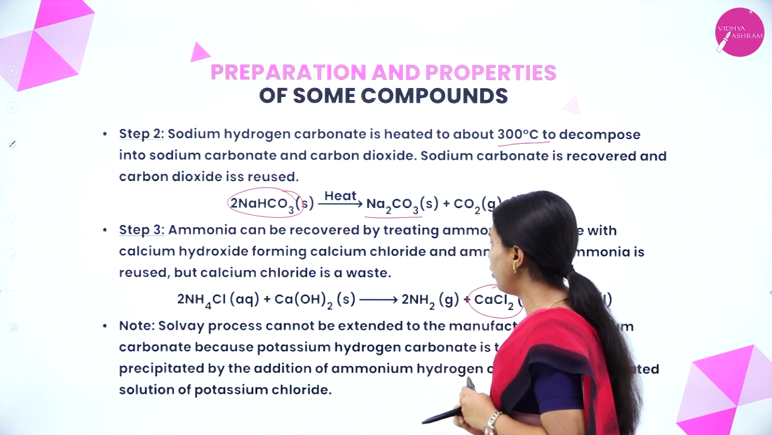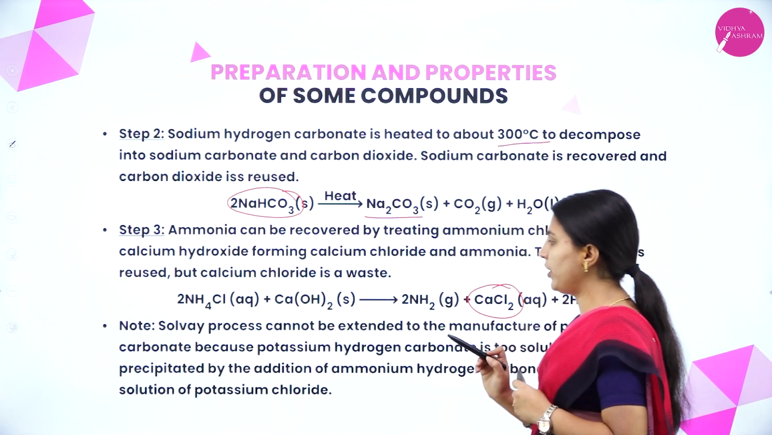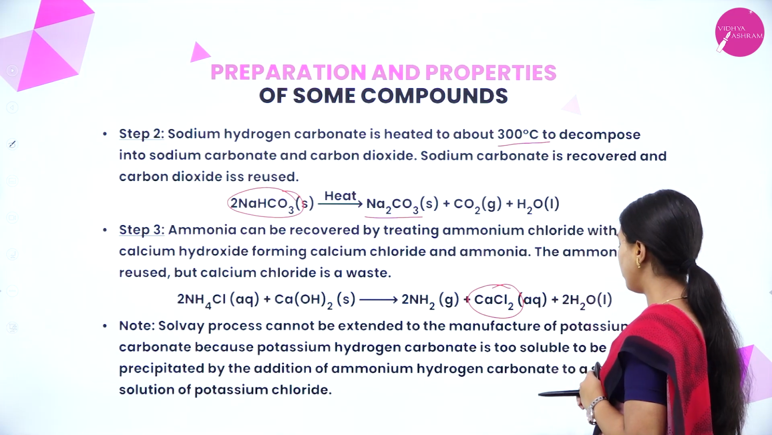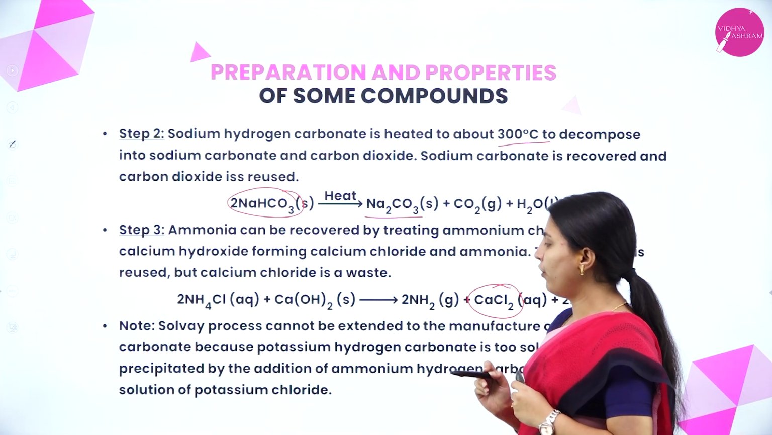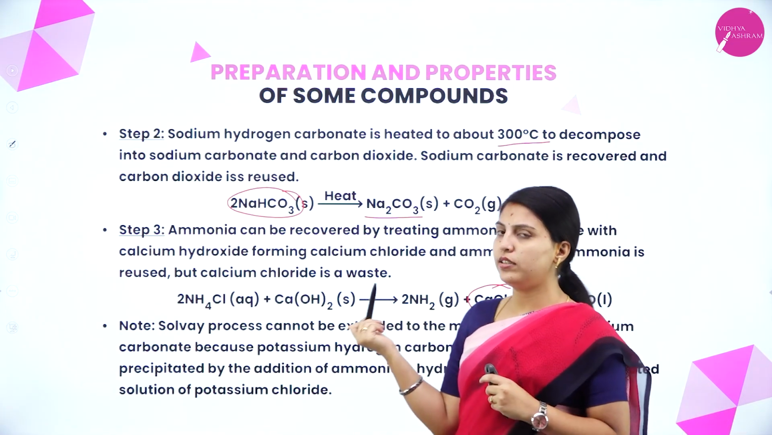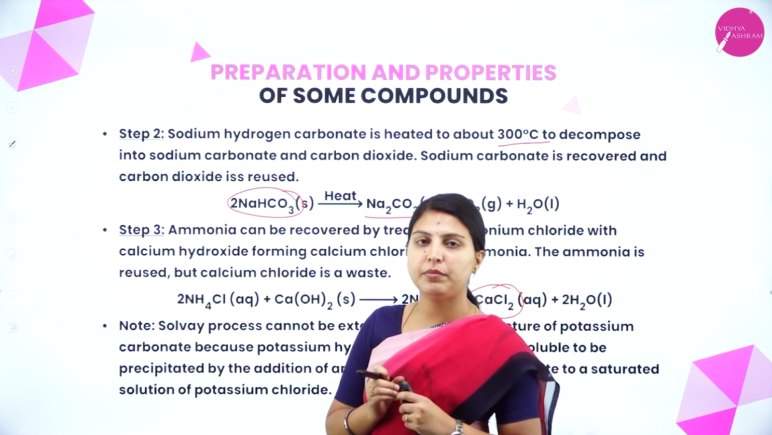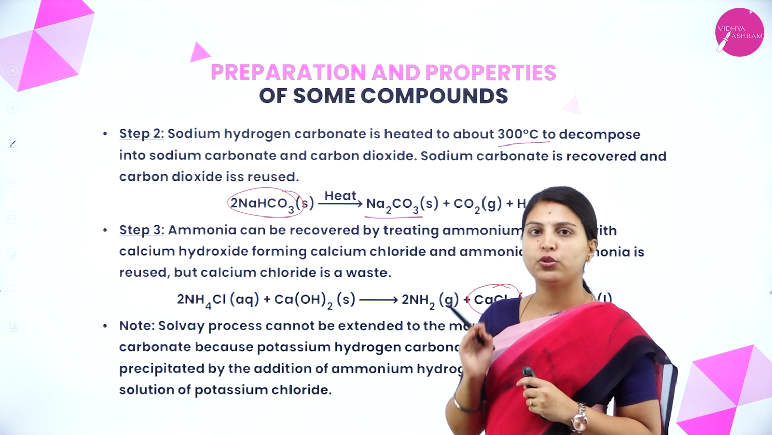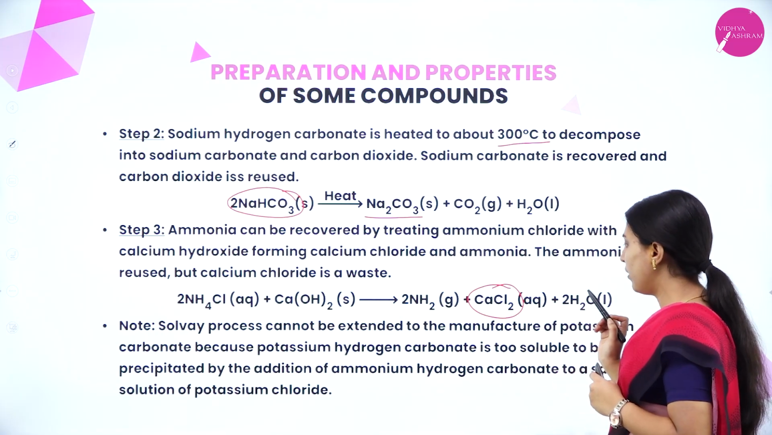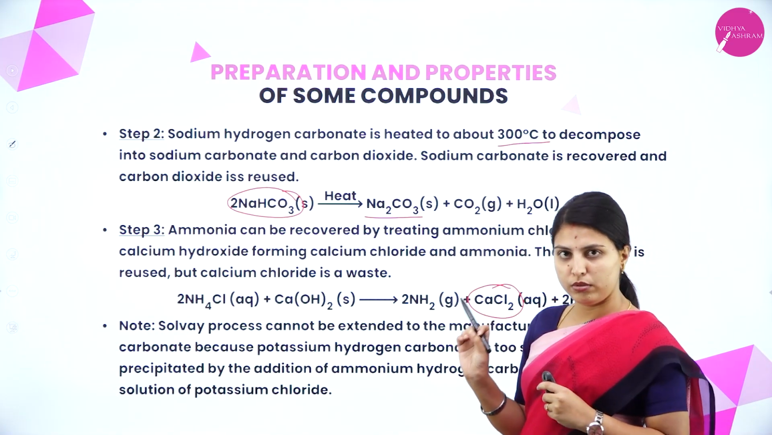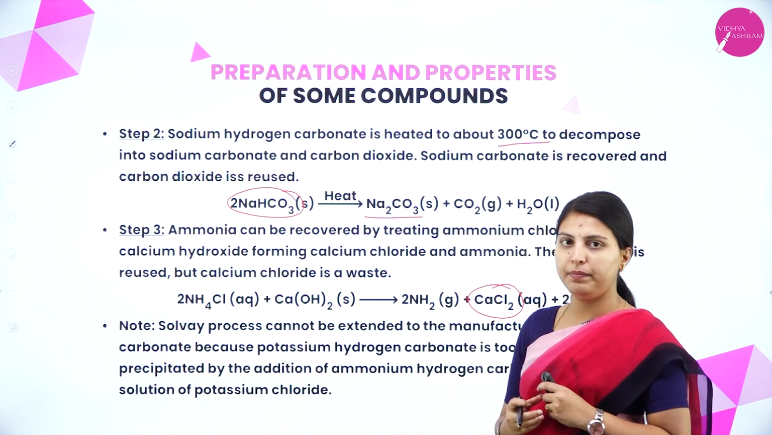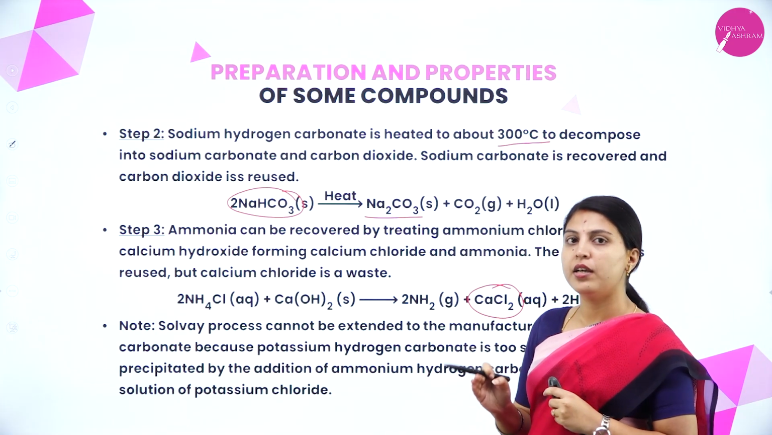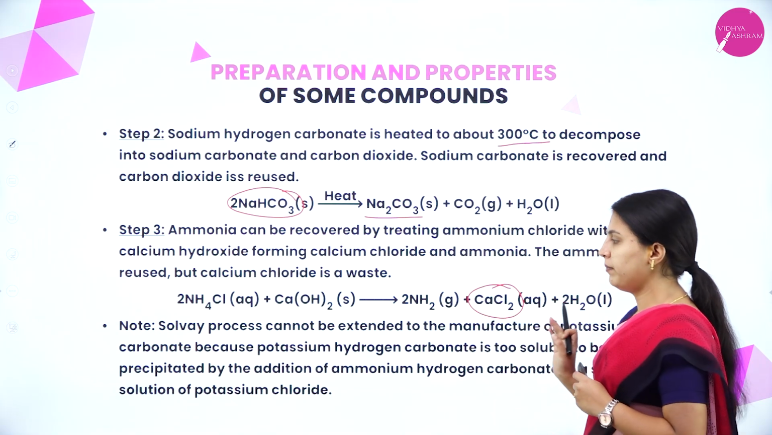Note, the Solvay process cannot be extended to the manufacture of potassium carbonate because potassium hydrogen carbonate is too soluble to be precipitated by the addition of ammonium hydrogen carbonate to a saturated solution of potassium chloride. Though sodium and potassium have similar properties, we cannot use this process for potassium, only for sodium. Why? Potassium hydrogen carbonate is too soluble to precipitate on addition of ammonium hydrogen carbonate. That's why only sodium carbonate can be formed by the Solvay process, not potassium carbonate.